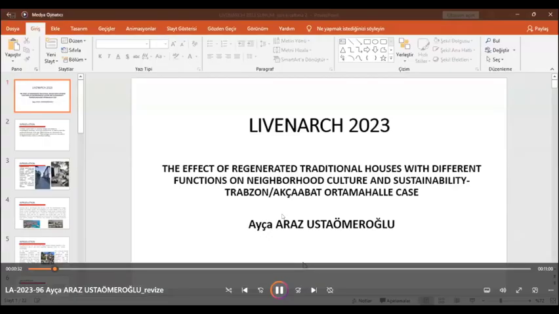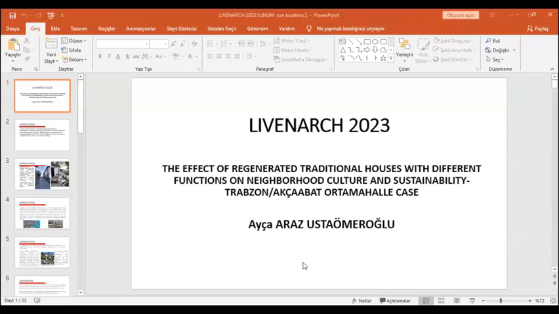Carry on with the second presentation: the effect of regenerated traditional houses with different functions on neighborhood culture and sustainability, Trabzon, Akçaabat, Ortamahalle case, will be presented by Ayça Araz Ustaömeroğlu from Karadeniz Technical University. Now we can listen to you, Ayça. Houses with different functions on neighborhood culture and sustainability. Trabzon, Akçaabat, Ortamahalle case.